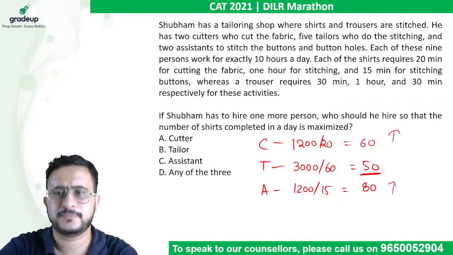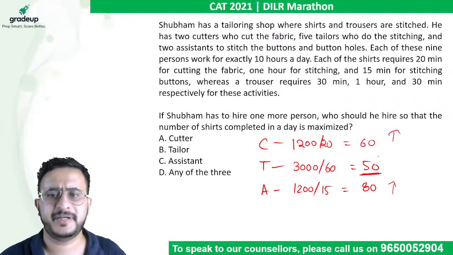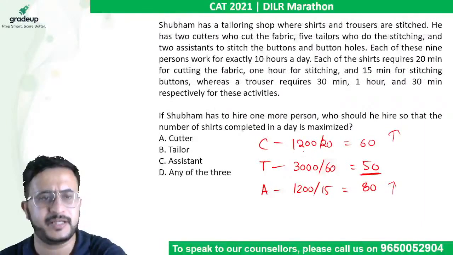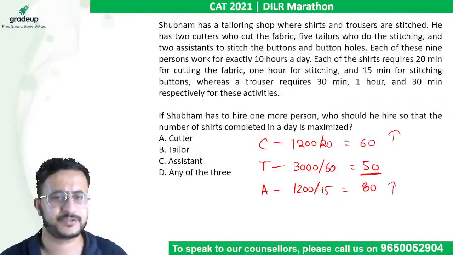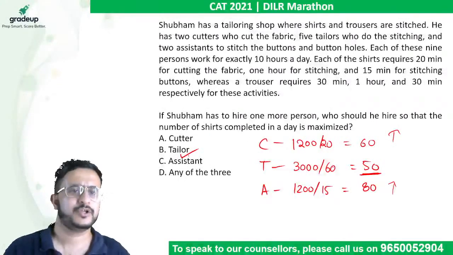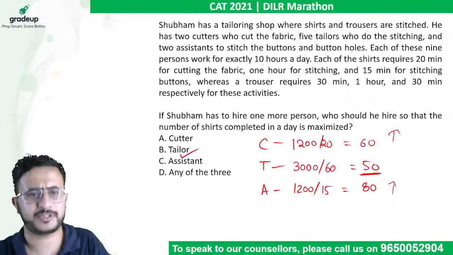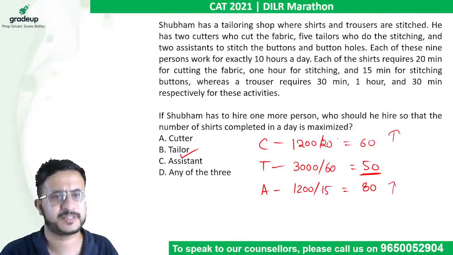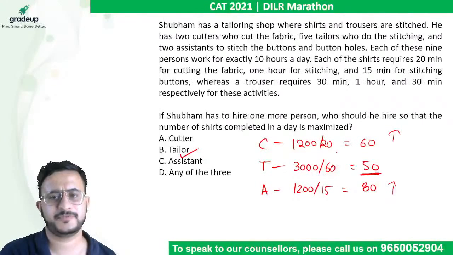The bottleneck is the limitation, right? So if you hire one more tailor, the number of shirts will increase. That is why you will hire a tailor. The maximum number of shirts possible is determined by the minimum output. Whichever activity has the minimum output, that many shirts can be made. So if you had 50 shirts and you hire a tailor, the number of shirts will go up. So you will obviously hire a tailor.